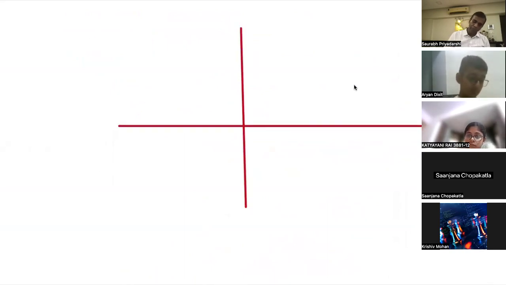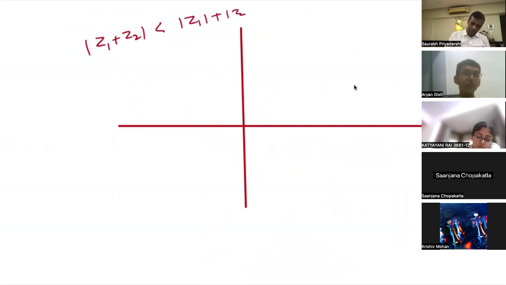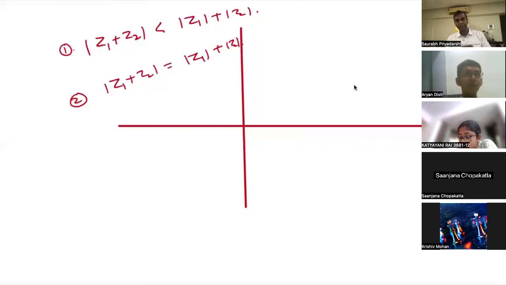if I'm saying you have to prove mod of Z1 plus Z2 is less than mod Z1 plus mod Z2. Try this, everyone, and also find the condition for collinearity. Take your time. We have done it for -1, and I have given you +1, and I have also given the hint for that. You have 4 minutes for this.